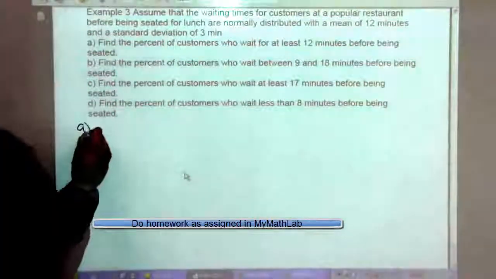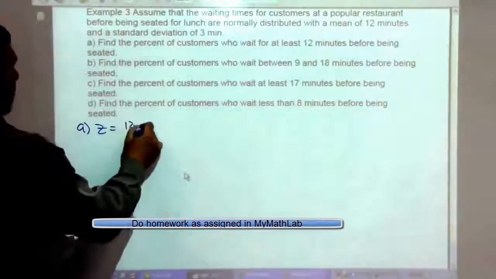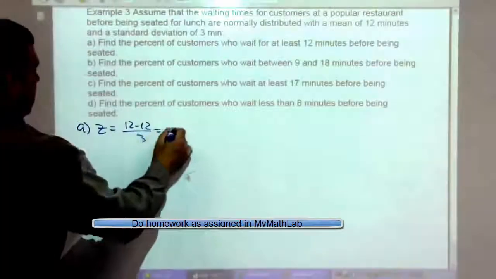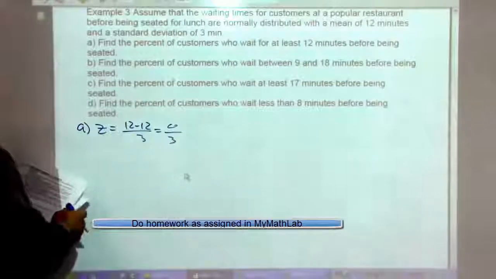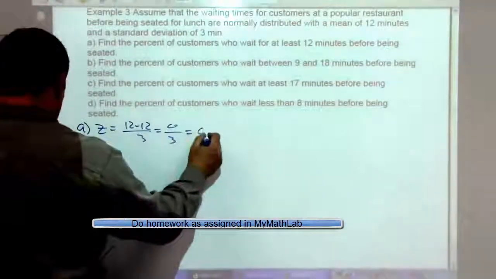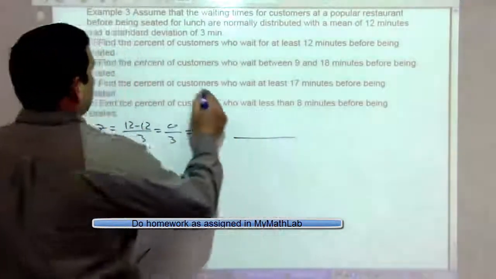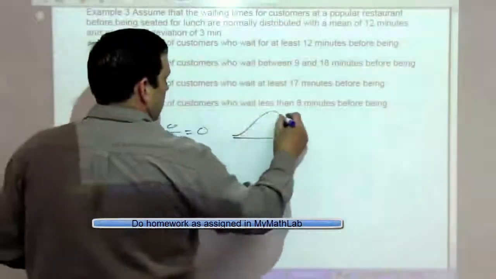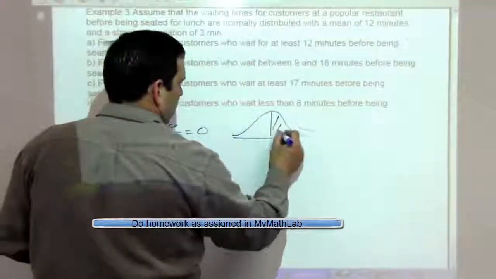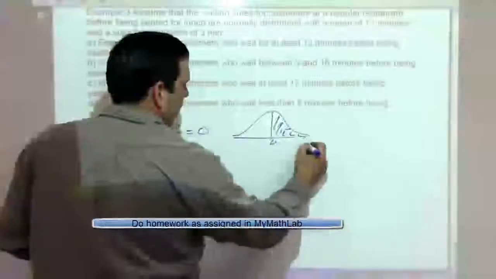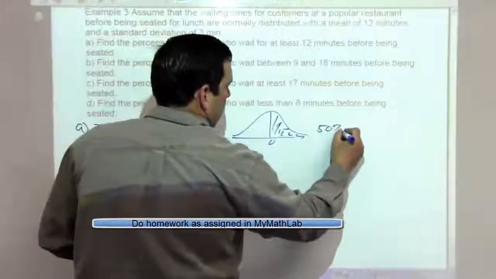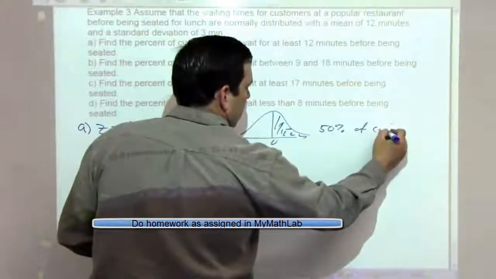So for A, the z-score is going to be 12 minus 12 over 3. That's 0 over 3. And so at 0, this is who waited at least 12 minutes. So we're at 0 and above. So that's half of the table, 50% of customers.